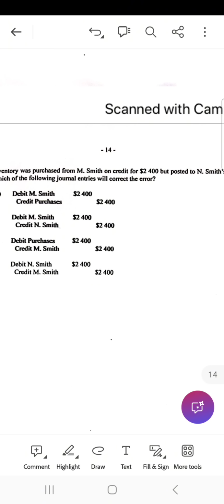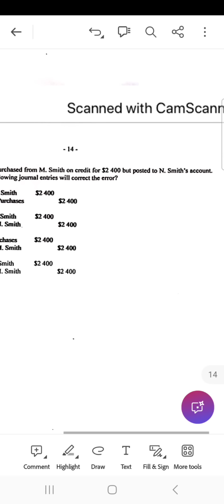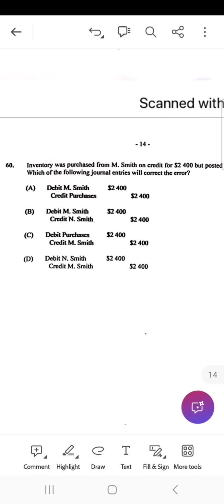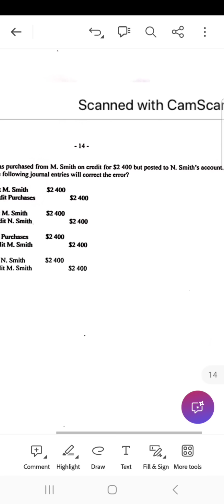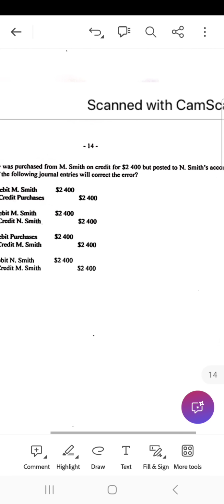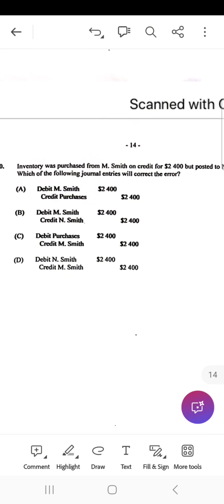And then last but not least, number 60. The inventory was purchased from M. Smith on credit for $2,400, but posted to N. Smith's account. Which of the following journal entries would correct this error? When you purchase, you would debit your purchases account, and you would credit whoever you purchased from. So I was supposed to credit M. Smith, but instead I credited N. Smith's account. So I'm going to debit N. Smith to take it out of his account and put it into M. Smith on the credit side where it's supposed to be. So the answer here would be D.